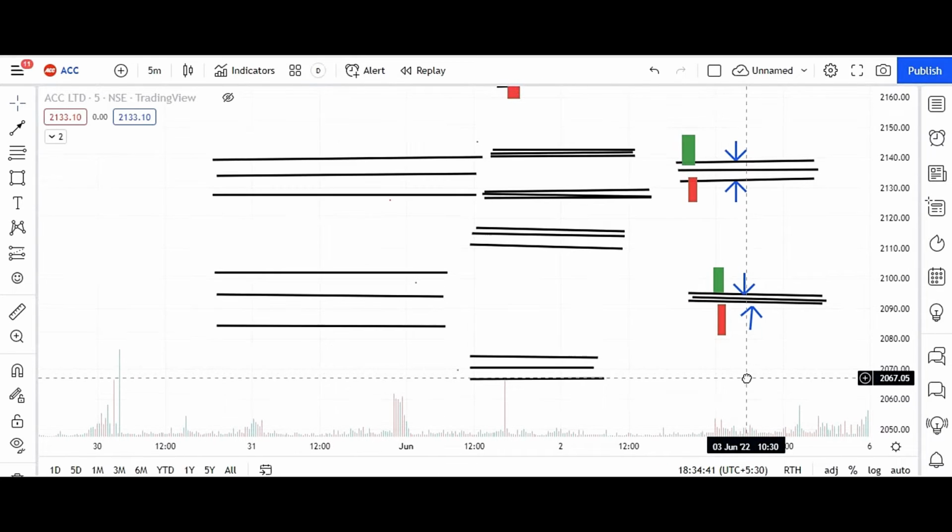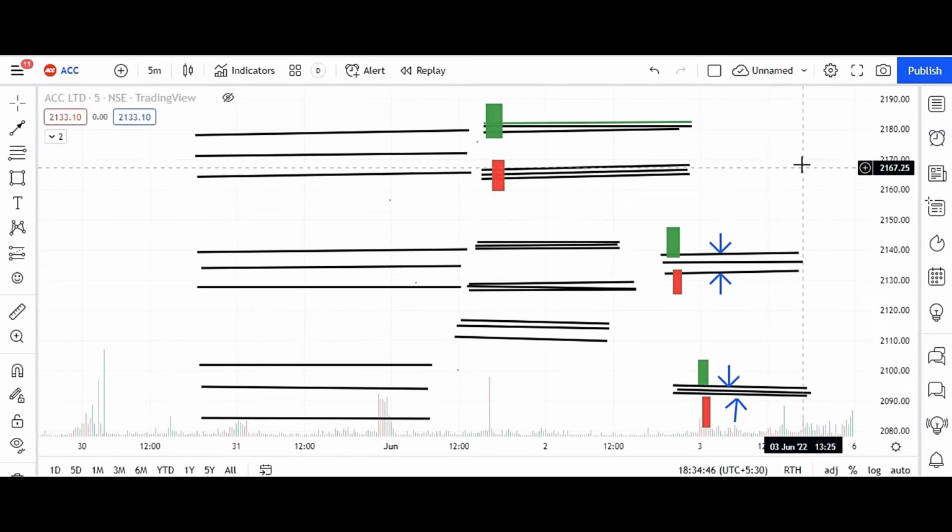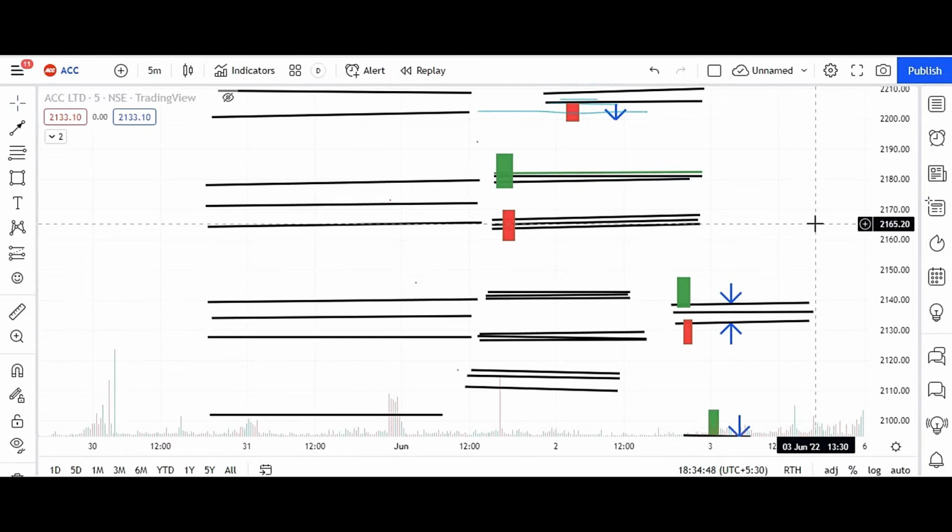This is how we plan our trades. Okay, let's check a few examples for these 4 scenarios. Then you will understand better. Okay, let's move to the charts.